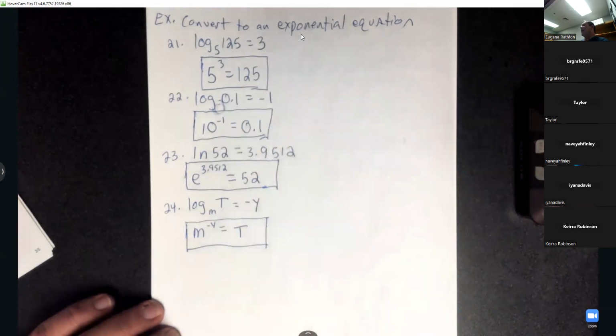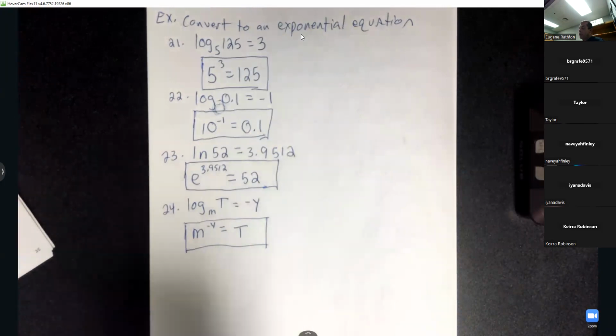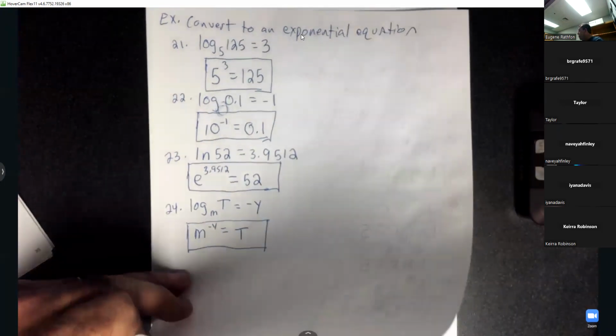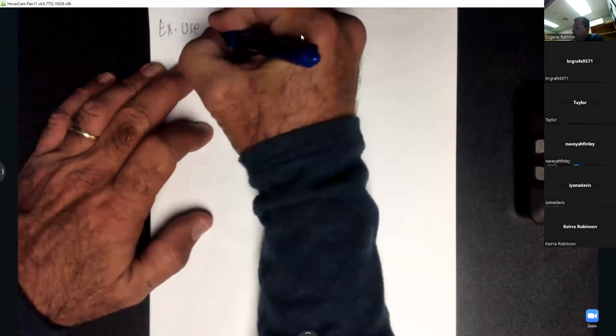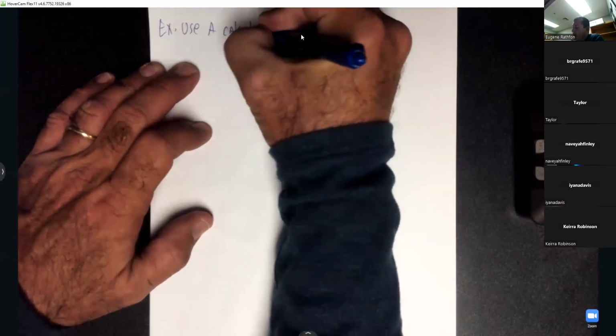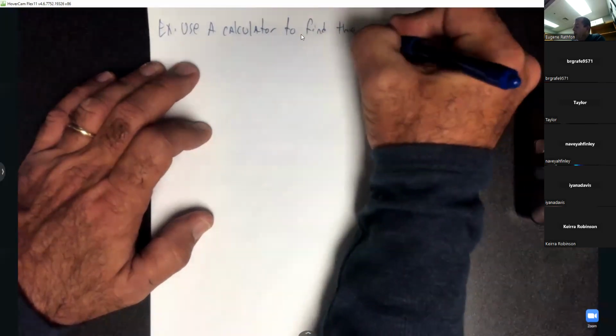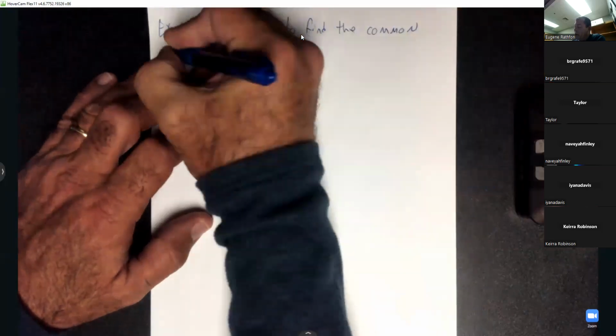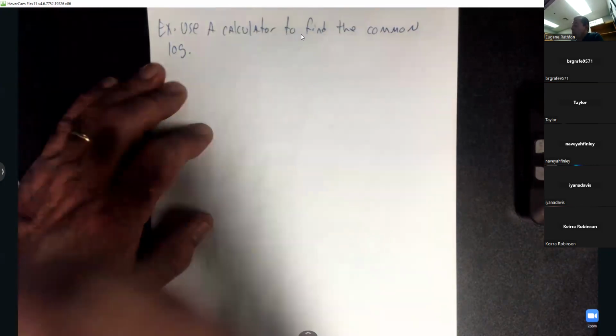All right, so then they come along and they say, hey, let's just play with the calculator and find common logs. And common logs are the logs that's on the front of the calculator, the LOG button. So let me play with some of those. So these examples want us to use a calculator to find the common log. Now, round to 4 decimal places.